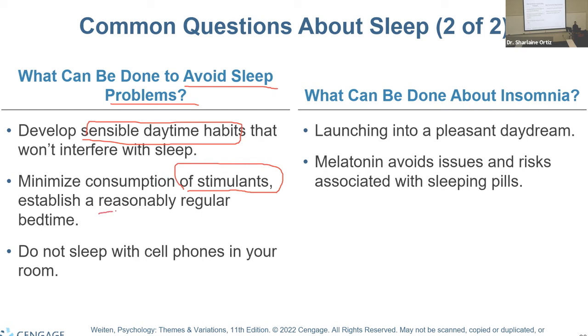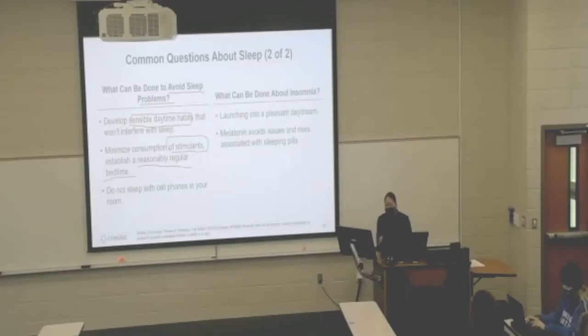And you also want to establish a reasonable, regular bedtime. Don't do as I do, do as I say. I go to bed at midnight or 1 a.m. every day. I love it. I love going to bed late. So don't do as I do, do as I say.